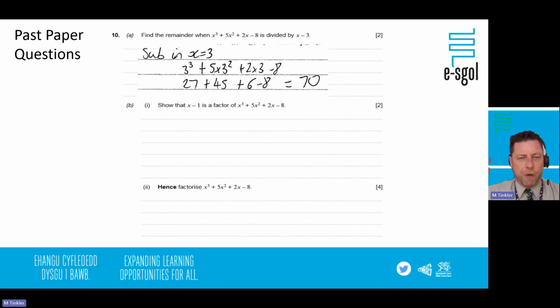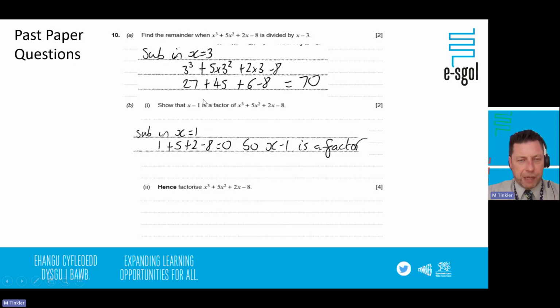Okay, substitute in 1, and hopefully it'll give me the answer 0. I have to show my work in here because we know it's going to equal 0. So it does equal 0, so x minus 1 is a factor. I didn't have to put that, but the reason why I did will help me with B.2.